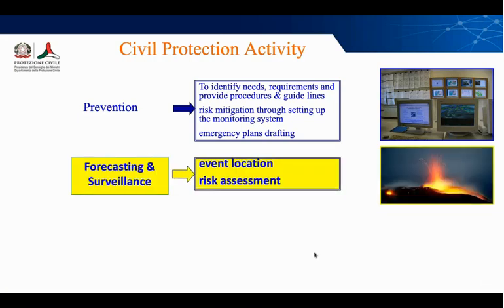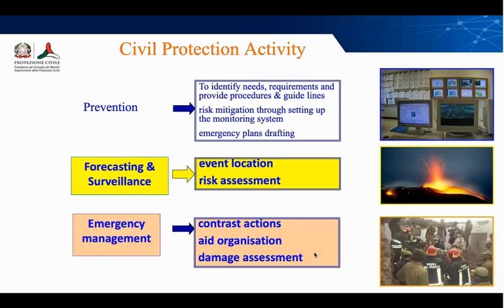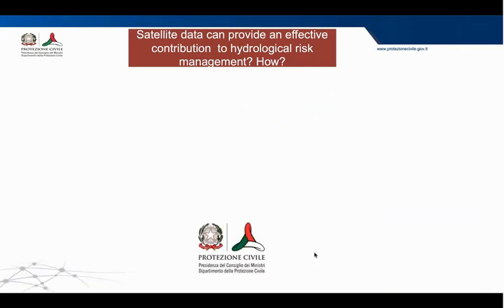But during this presentation, we will focus more on the second phase, forecasting and surveillance, which is composed of event location and risk assessment, and the post-event phase, emergency management, which concerns contrast actions, aid organization, and damage assessment, of course.